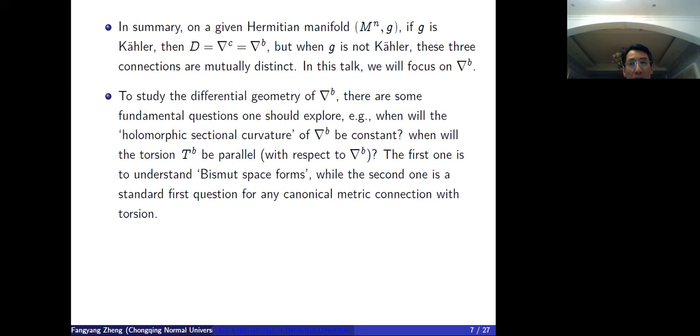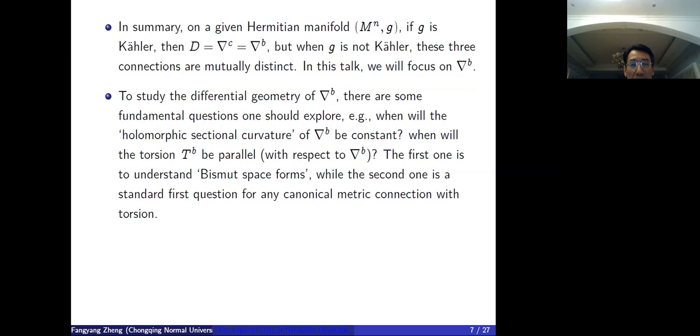Now, I'm a differential geometer, so we study things from a purely differential geometric perspective. When you have a connection, which just gives you a way to do calculus on a manifold, right? So you ask some simple-minded questions. For example, for this connection, what kind of manifolds, what kind of spaces are space forms, meaning that they have constant curvature in some sense, right? For example, for the Bismut connection, you could ask, what are the Bismut space forms?